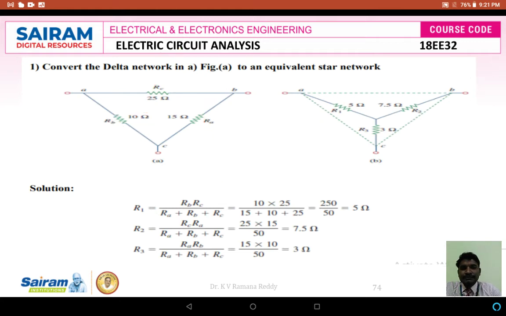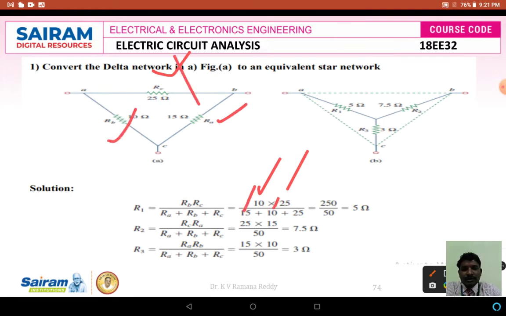and the RC value is given as 25 ohms. Therefore, 10 into 25 divided by RA plus RB plus RC, that is 15 plus 10 plus 25. 15 plus 10 plus 25 is 50, so it is 250 divided by 50. Therefore the value of R1 is equal to 5 ohms.